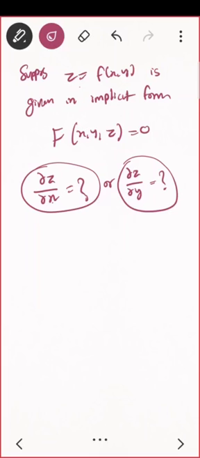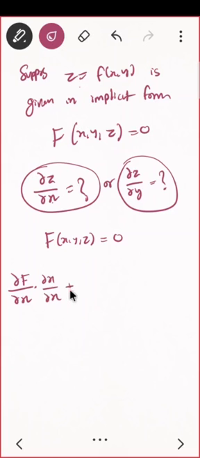So here what we will do, we will simply use the chain rule on this function. See, this is f of x y z, that is 0, correct? Let us use the chain rule. Since this function is 0, dou f by dou x multiplied by dou x by dou x, plus dou f by dou y multiplied by dou y by dou x, plus dou f by dou z multiplied by dou z by dou x, equals 0.